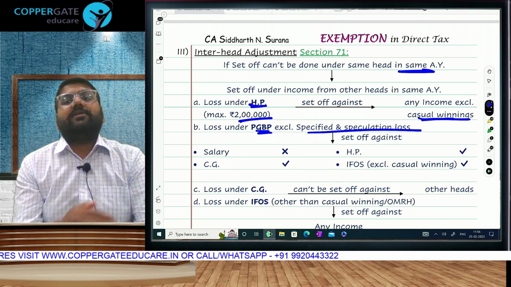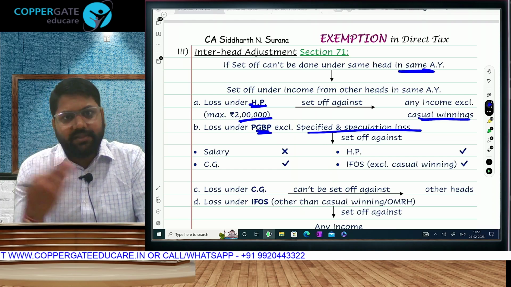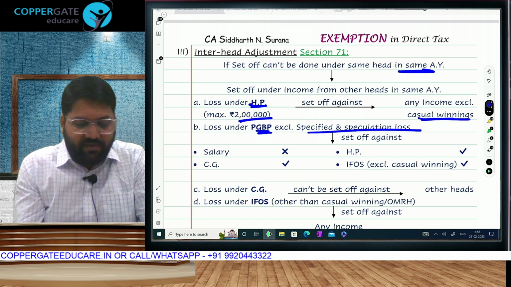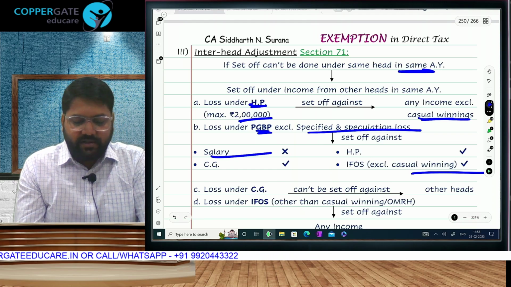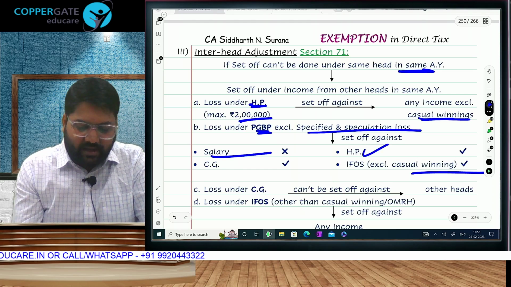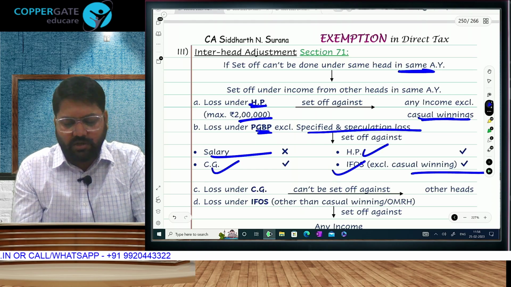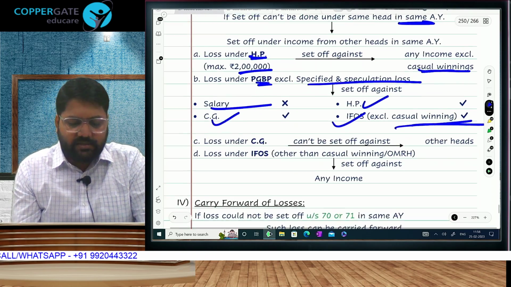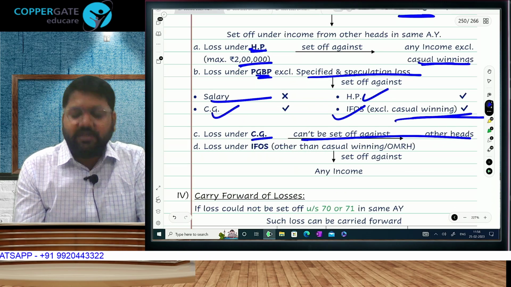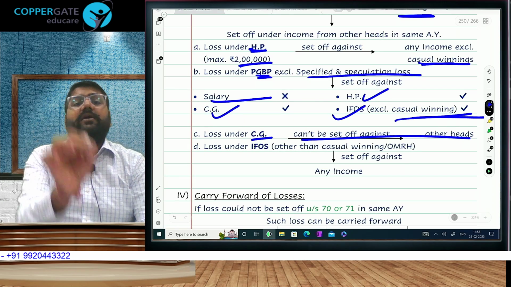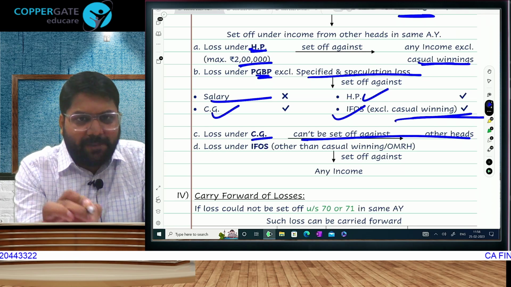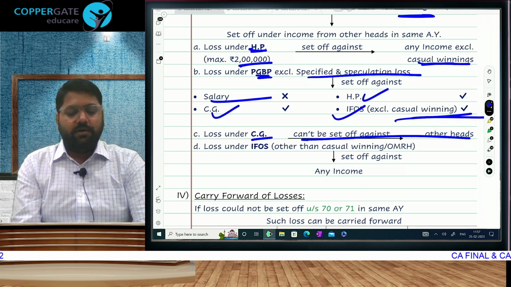But what about the other losses, other business losses? You can take them everywhere except salary and casual winning. Against salary not allowed, but against house property allowed, against capital gain allowed, IFOS also allowed, except casual winnings. Loss under capital gain, there is absolutely no interhead. Capital loss only against capital gains. Capital loss only capital gains, in that also long term only against long term.